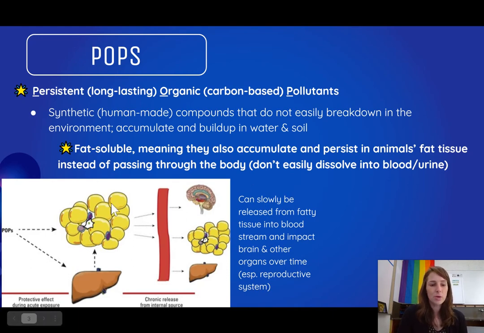So what can happen is it's going to build up in there, and then very slowly it will be released from the fatty tissue into the bloodstream, which can then impact the brain and other organs over time, especially the reproductive system. So as fat is slowly burned through various processes, you're going to get it slowly, continually being released because it's all stored up in that fat. And then it's going to be something that you accumulate, and then slowly it will be leached out into your body as the fat is being released.